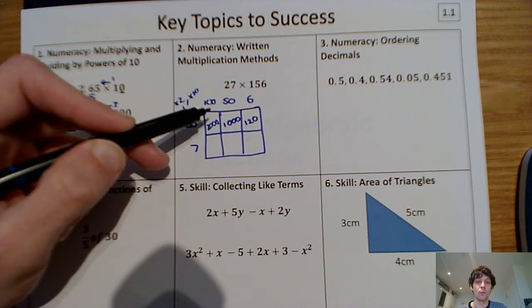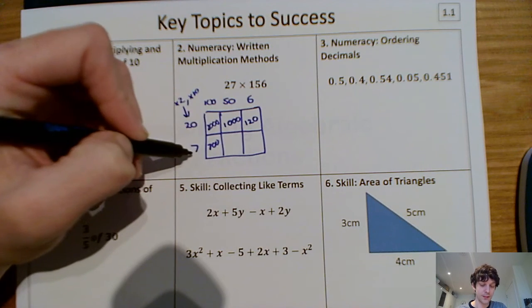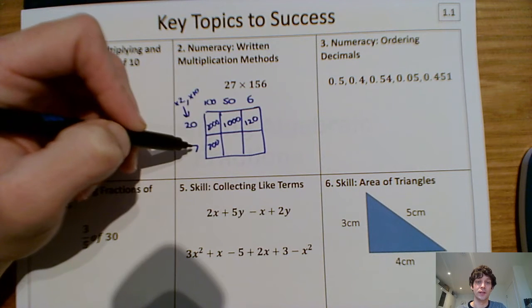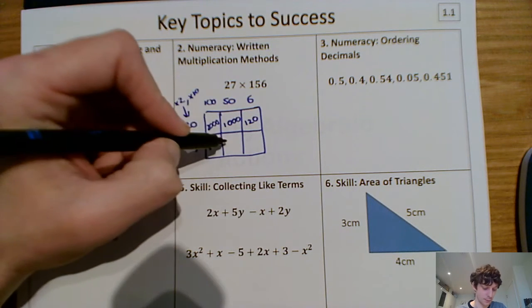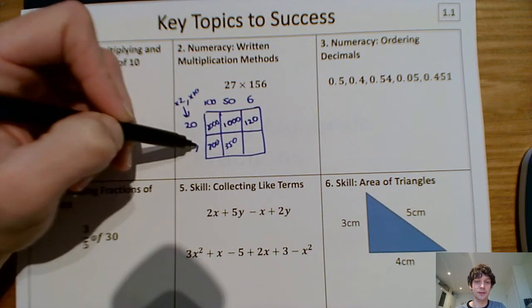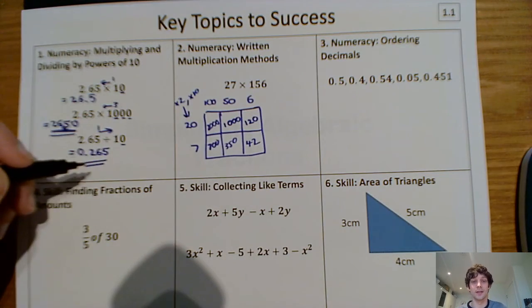Okay, on the bottom row, we've got 100 times 7 is 700. 50 times 7, so 5 times 7 is 35, so 50 times 7 is 350, and then 6 times 7 is 42. And now I need to add these together.